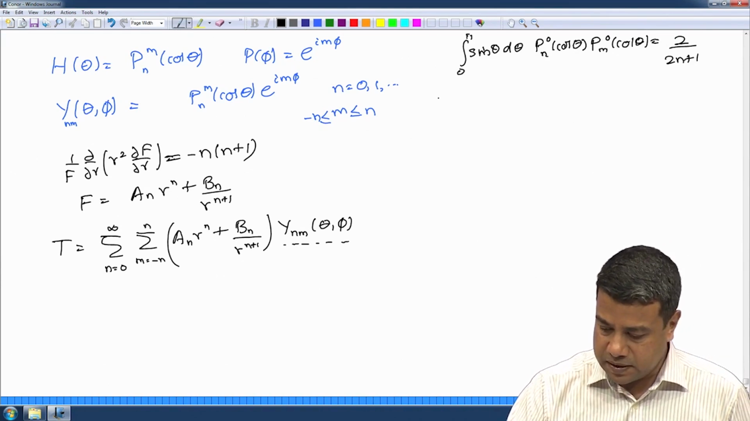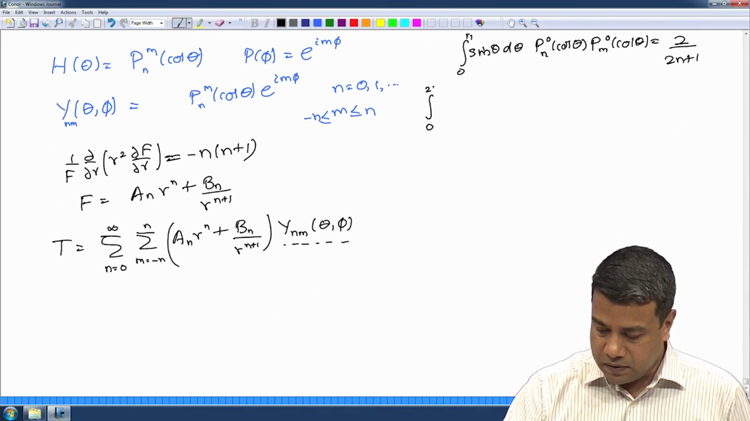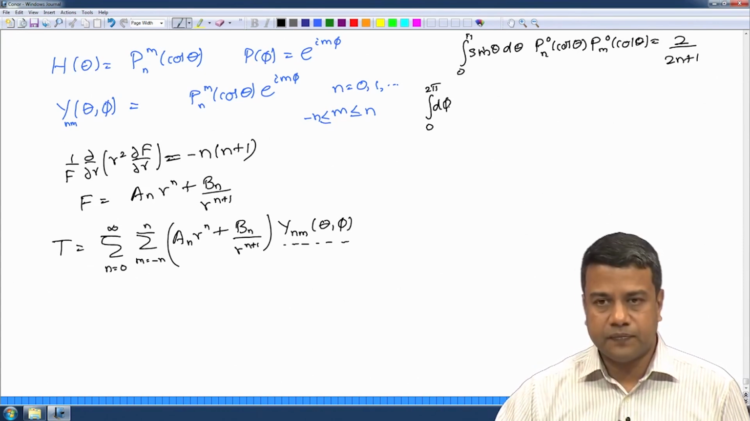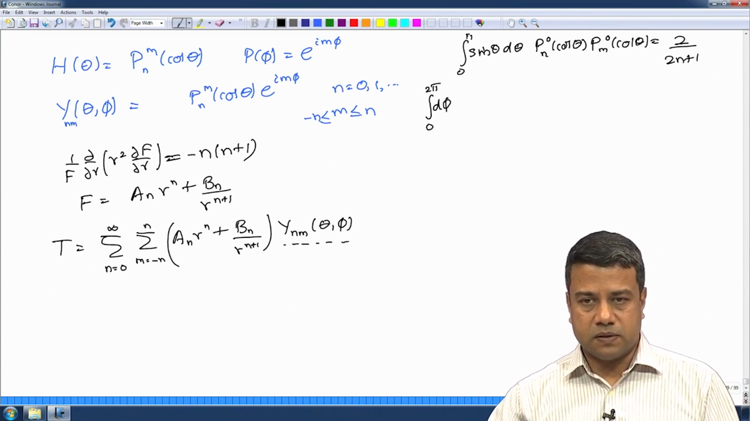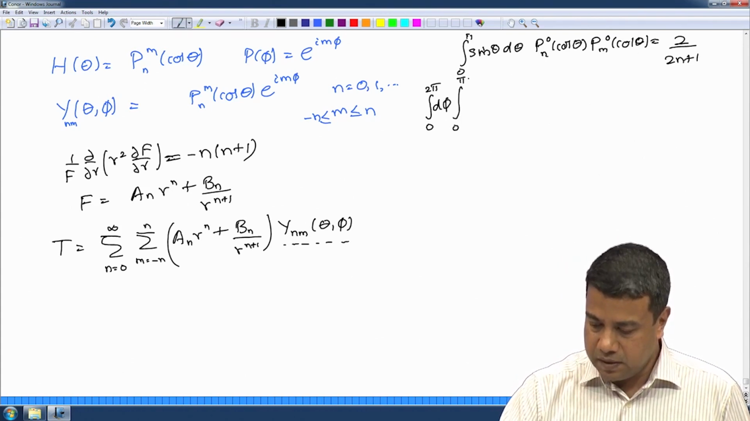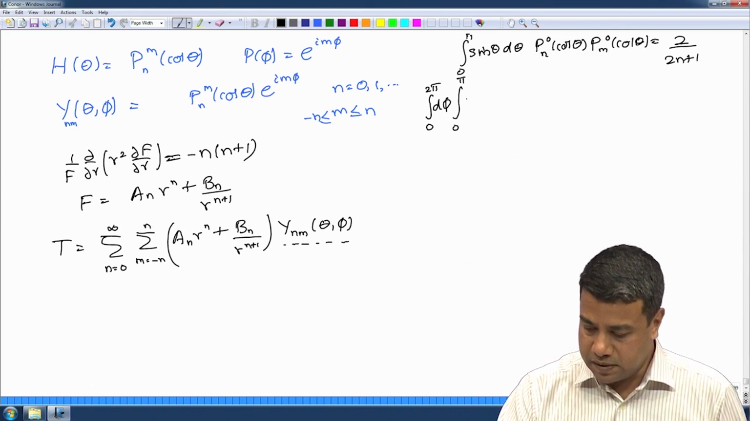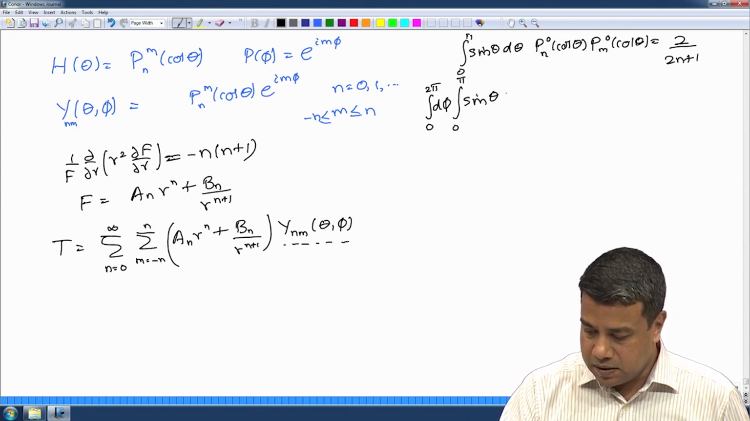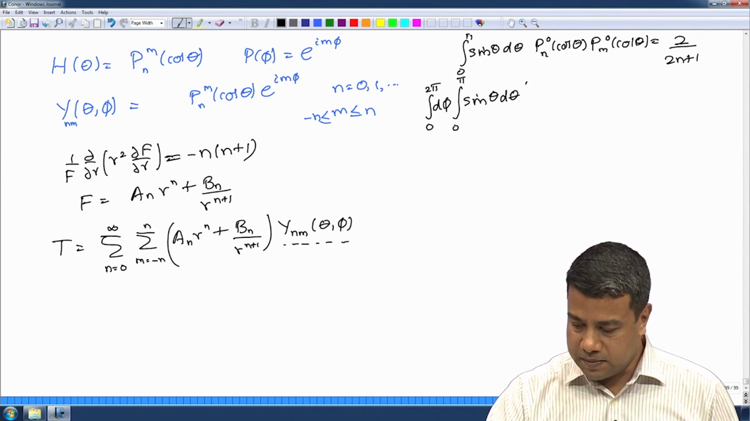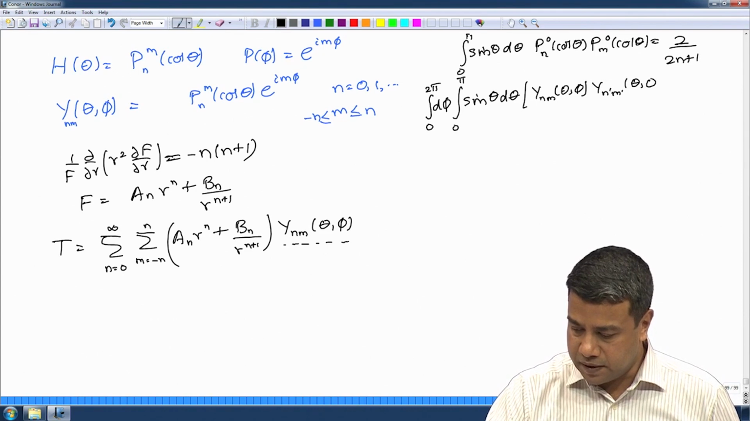Similarly, the spherical harmonics satisfy orthogonality relations as well. In this case, you go from 0 to 2 pi in the phi direction, because in the meridional direction you go from 0 to 2 pi. In the azimuthal direction, you go from 0 to pi. Plus z axis is theta is equal to 0, minus z axis is theta equals pi. Sin theta d theta, times if you take any two of these Y n m of theta phi, Y n prime m prime of theta phi.